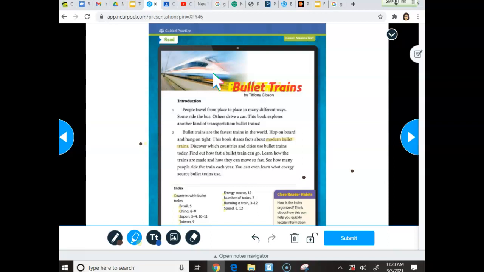All right. Now, why do people ride on bullet trains? Bullet trains are the fastest trains in the world. Where are bullet trains used? All right, it says they're used all over. You will find out in the book. We see down here in the index some different places.